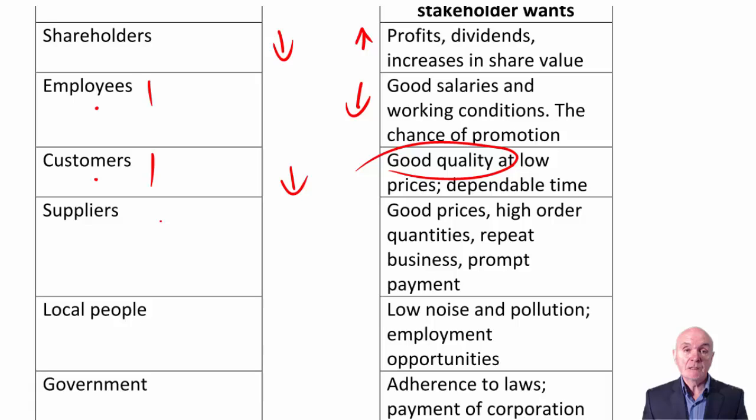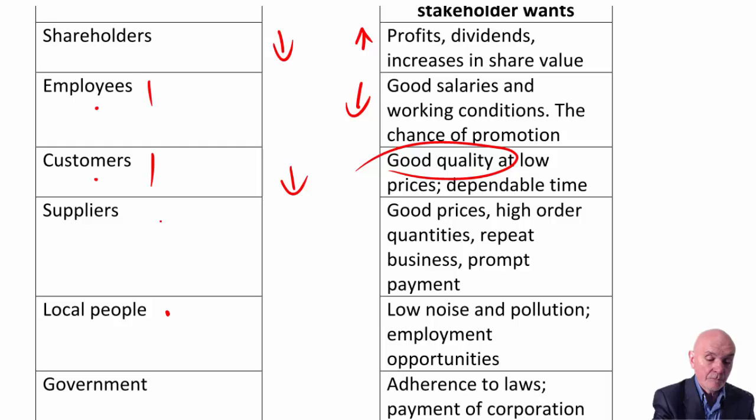Similarly, suppliers want nice big orders. They don't want you to complain. However, as a shareholder, you might want to say, well, I would rather give you small orders so that if my sales fall off, then I'm not left with all of this unsold inventory and so on.